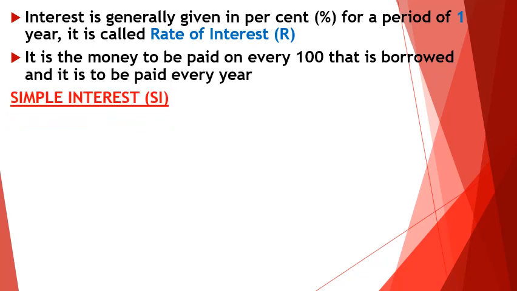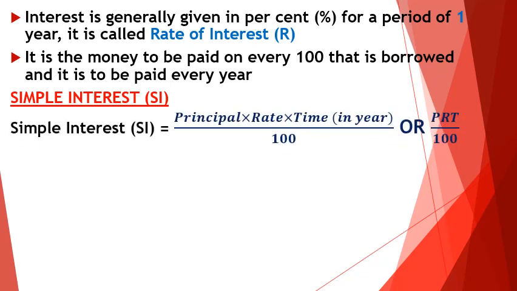Next we can see how to calculate simple interest. It is represented by SI or simply I. Simple interest equals principal into rate into time in 1 year. Be careful, time in 1 year, whole divided by 100, or simply we can say that simple interest equals PRT upon 100. P means principal, R means rate of interest, and T means time period in years.